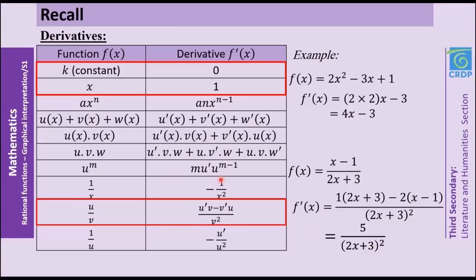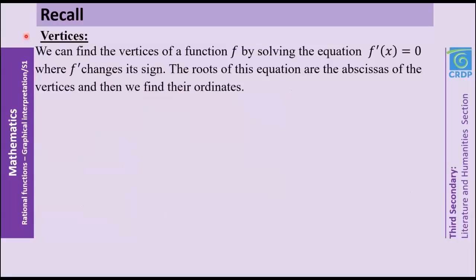As you noticed, most of the time, you'll have to use more than one rule in order to find the derivative of a function. The vertices of a function are the points where the function changes direction. We can find the vertices of a function f by solving the equation f prime equals 0, where f prime changes its sign. The roots of this equation will be our abscissas for the vertices, and then we need to plug these abscissas into the equation of f to get their ordinates.